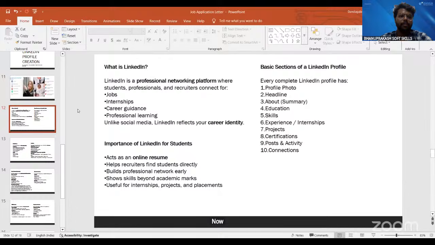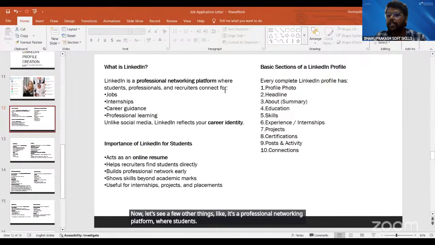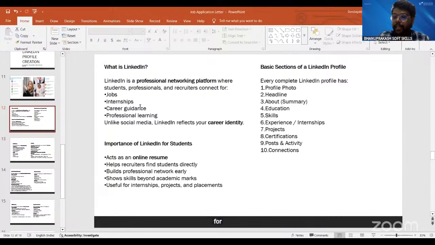Now let's see a few other things. It's a professional networking platform where students, professionals, recruiters, all kinds of people are there. But for what? For jobs, for internships, for career guidance, and for professional learning. And unlike social media, LinkedIn reflects your career identity. And why is it important for students particularly? We have the online resume. Even in the resume, in the contact information itself, we add our LinkedIn profile link.